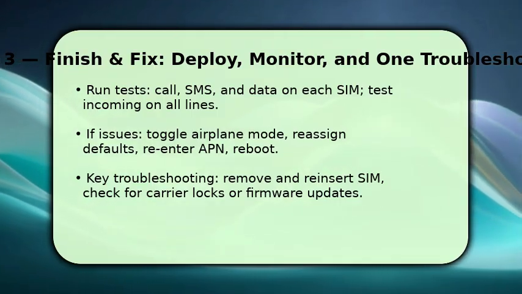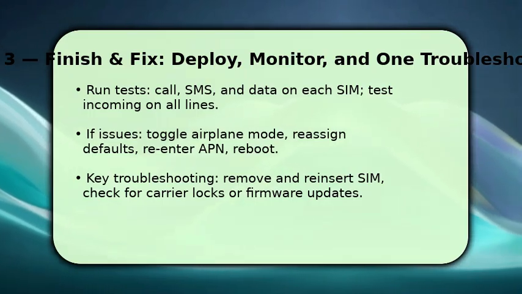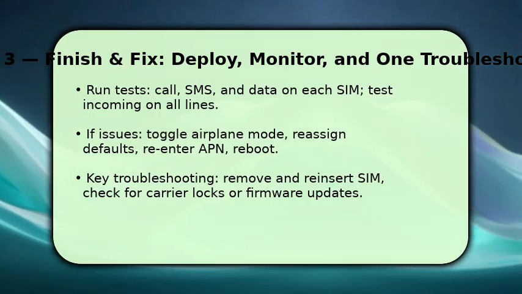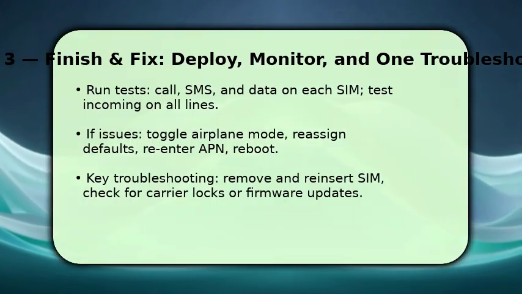If problems persist, remove and reseat the SIM, check for carrier locks or pending firmware updates, and call carrier support with ICCID and error details so they can verify provisioning on their end.